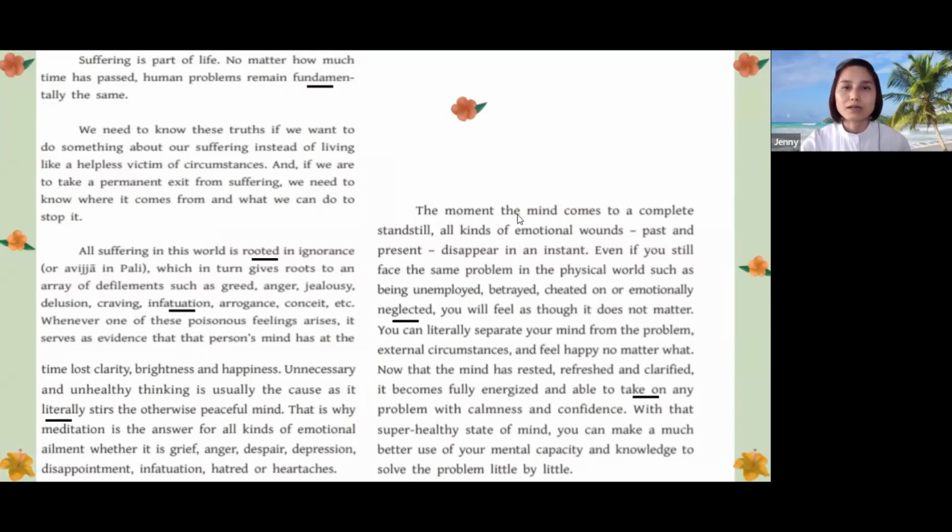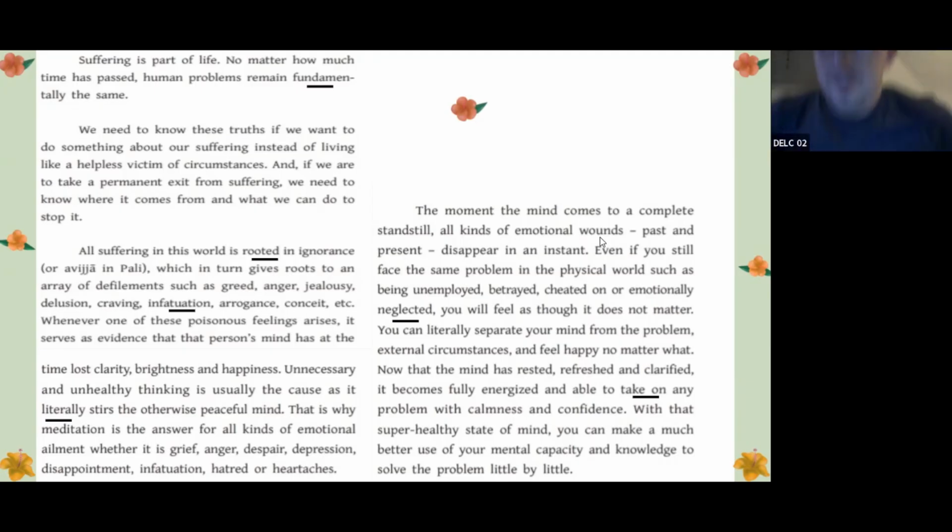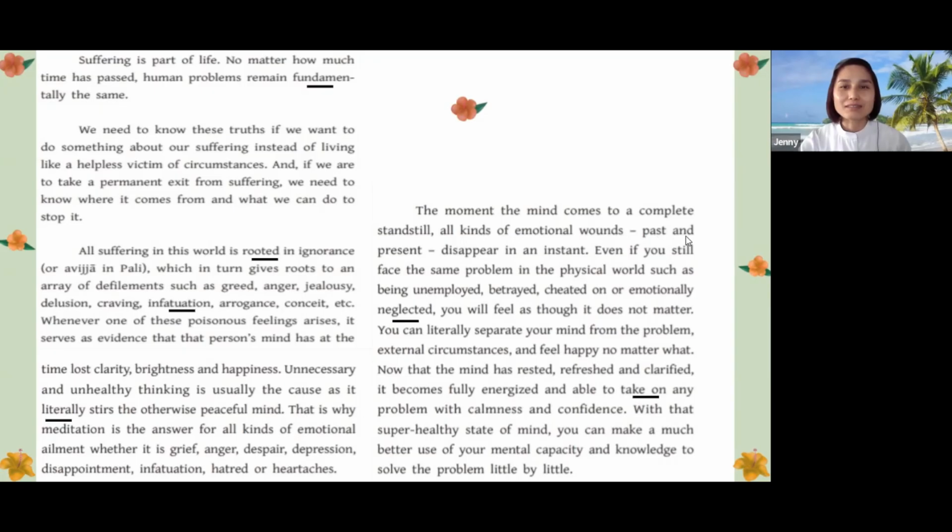The moment the mind comes to a complete standstill, all kinds of emotional wounds, past and present, disappear in an instant. Even if you still face the same problem in the physical world, such as being unemployed, betrayed, cheated, or emotionally neglected.